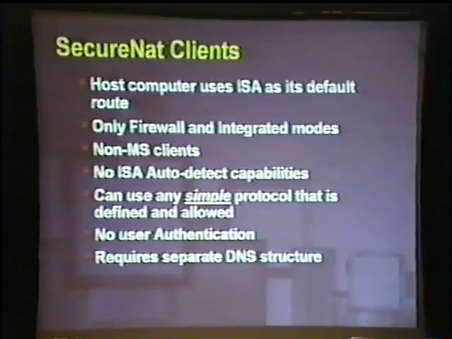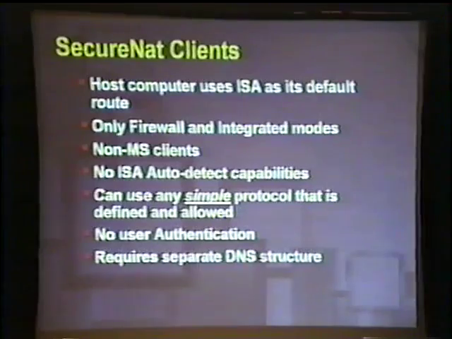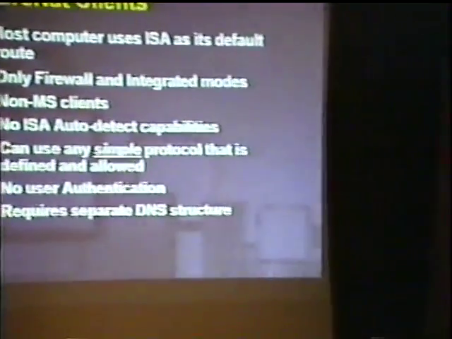SecureNAT clients are defined as computers that have a default gateway set so that internet-bound requests are sent to the LAN or internal interface of the ISA server. That's the definition. SecureNAT clients depend on the firewall service, and the firewall service is only available in the integrated or firewall-only modes. The SecureNAT client configuration is supported by all operating systems that run TCP/IP. Okay, it won't work with IPX.